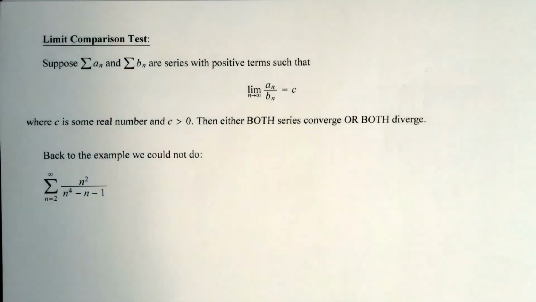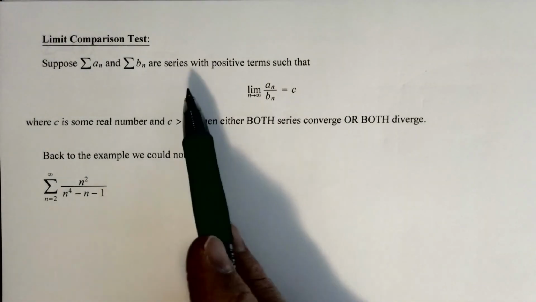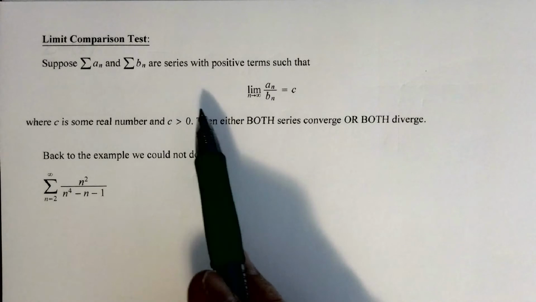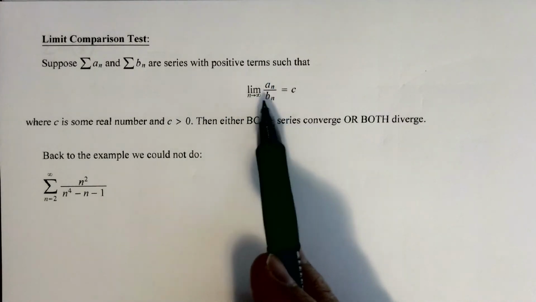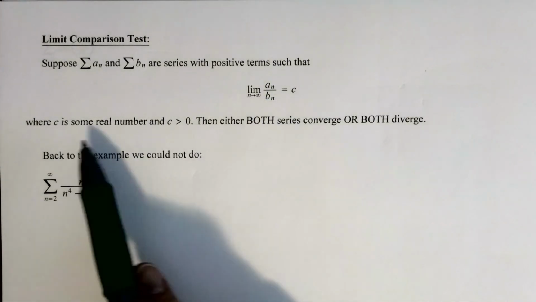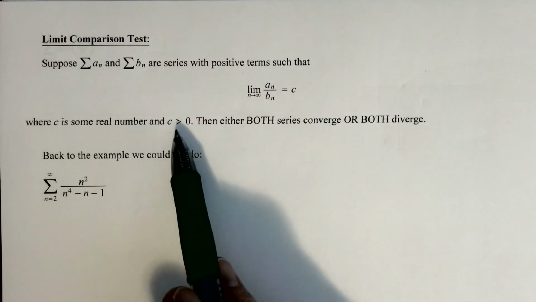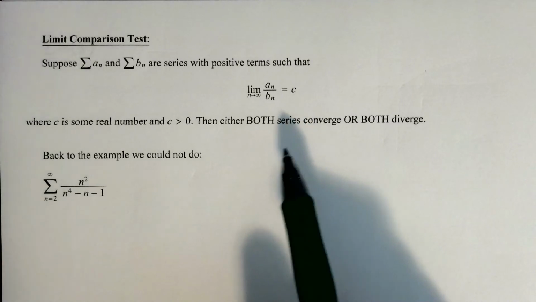Okay, limit comparison. Here you're comparing two series with positive terms, and we want to look at the limit as n goes to infinity of the ratio of the two terms. If that limit is approaching some real number c, where c is greater than 0, then either both series converge or both diverge.